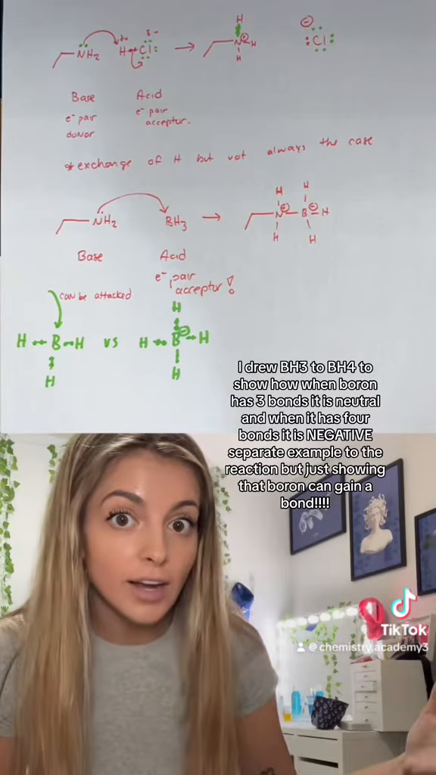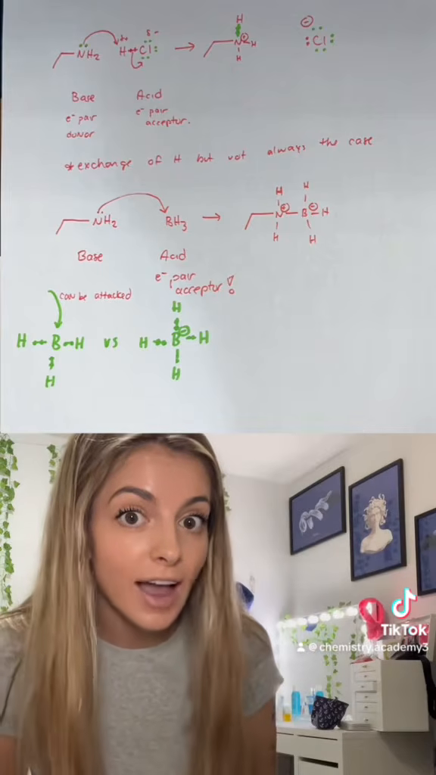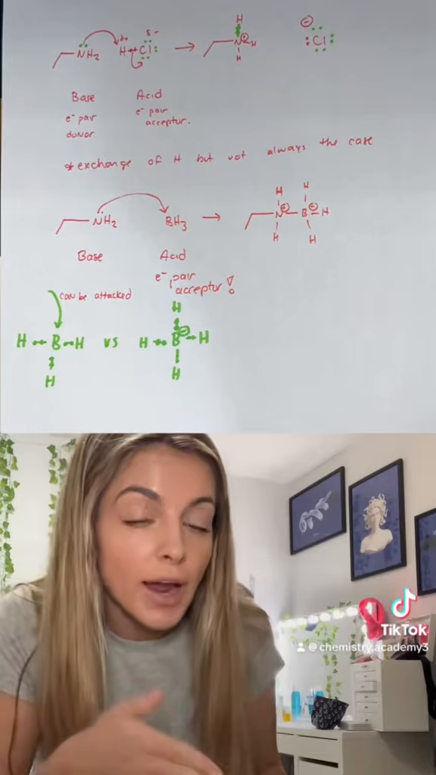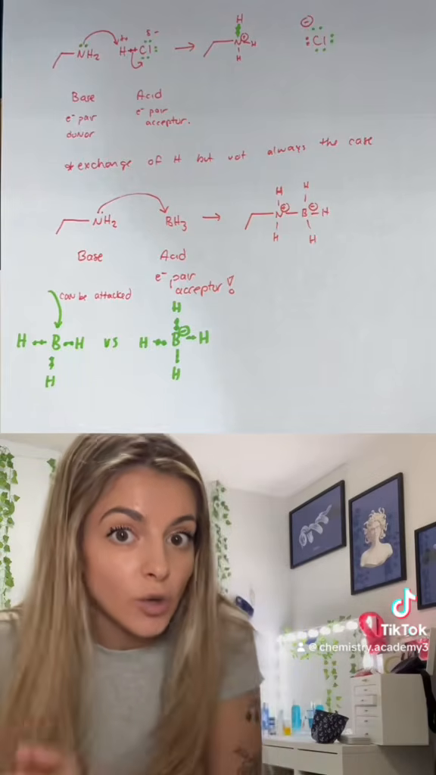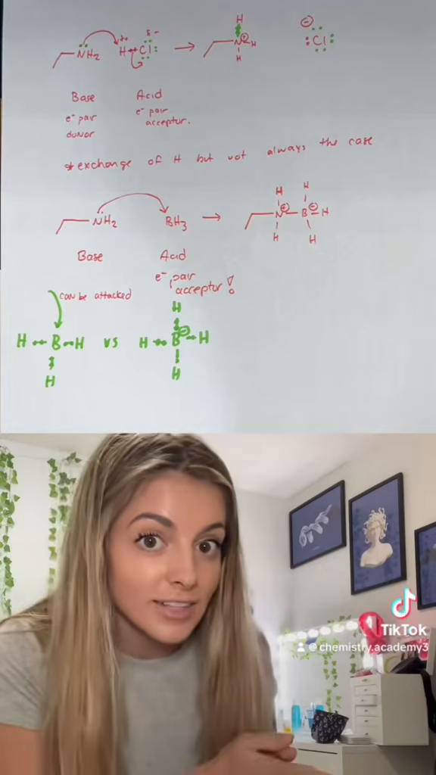Look at the products. Boron accepted an electron pair, hence it was the acid. NH2 and its substituent donated an electron pair, made a bond to the boron, hence it was the base. Nucleophile to electrophile. Lewis base, acid. Quick maths. Hopefully that helped. Let me know if you have any questions.